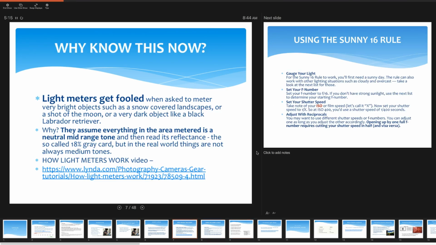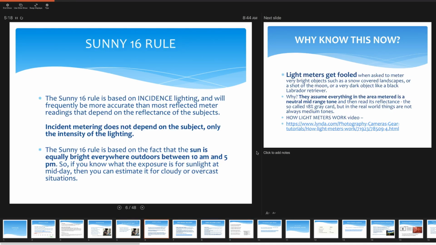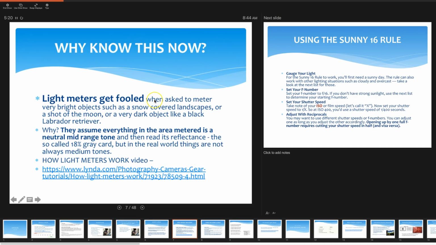So why this Sunny 16 rule is good to know is because our light meters can get fooled. The ones that are built into our digital cameras are based on this reflective light. So what they're measuring is how light hits the subject. So it's reflecting light that's bouncing off of your face and this countertop and whatever. And the general rule of thumb in the everyday world is that 18% of the light that hits something is reflected back. So it balances the light based on assuming that 18% of the light is being reflected back.